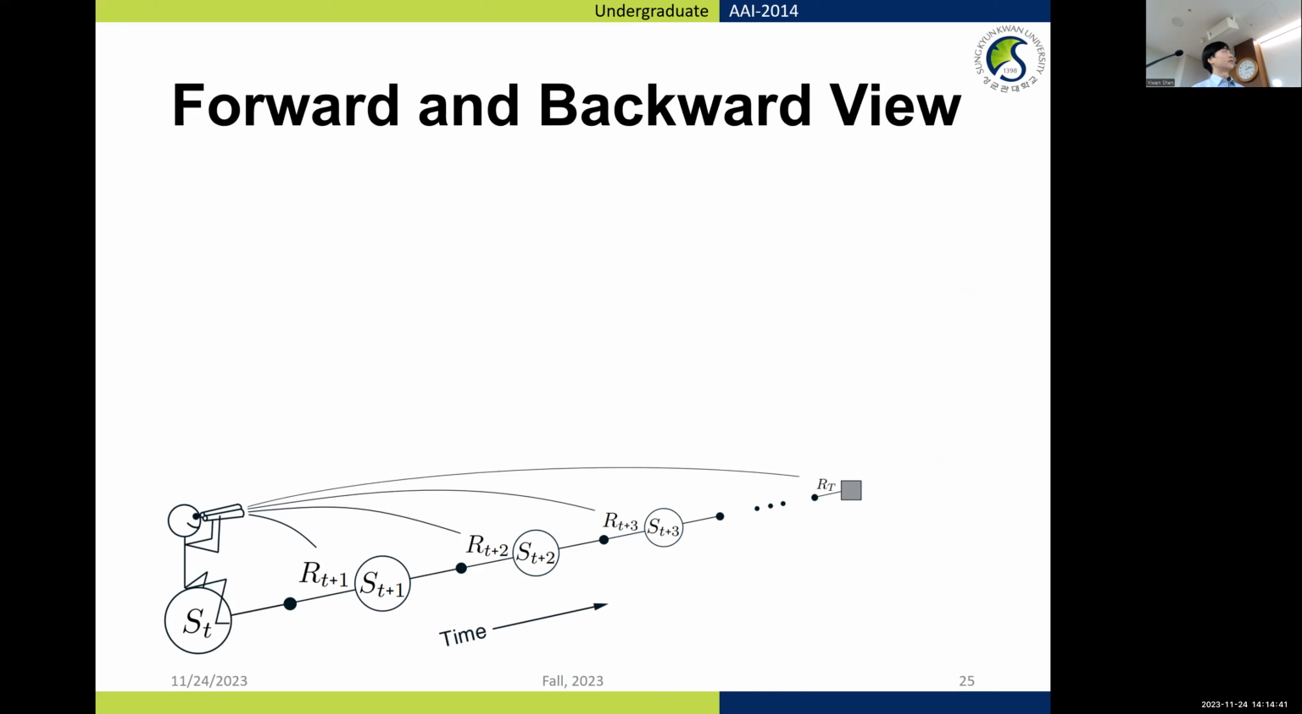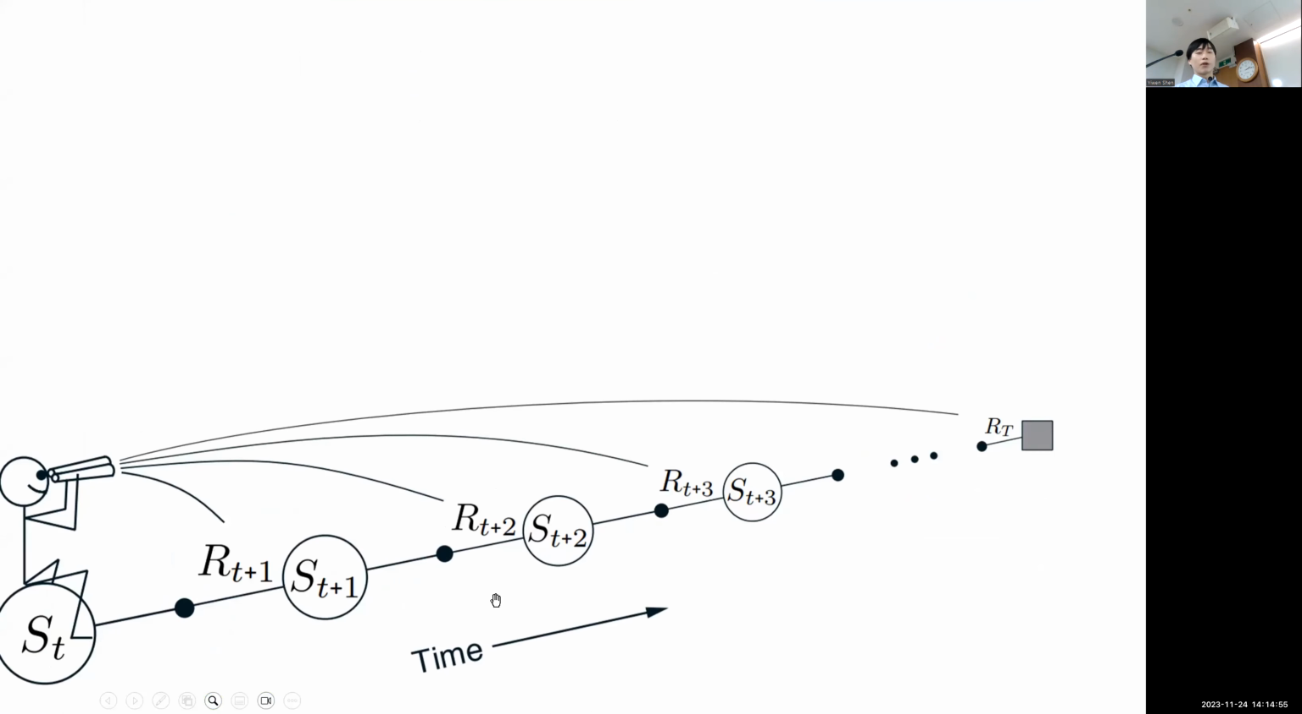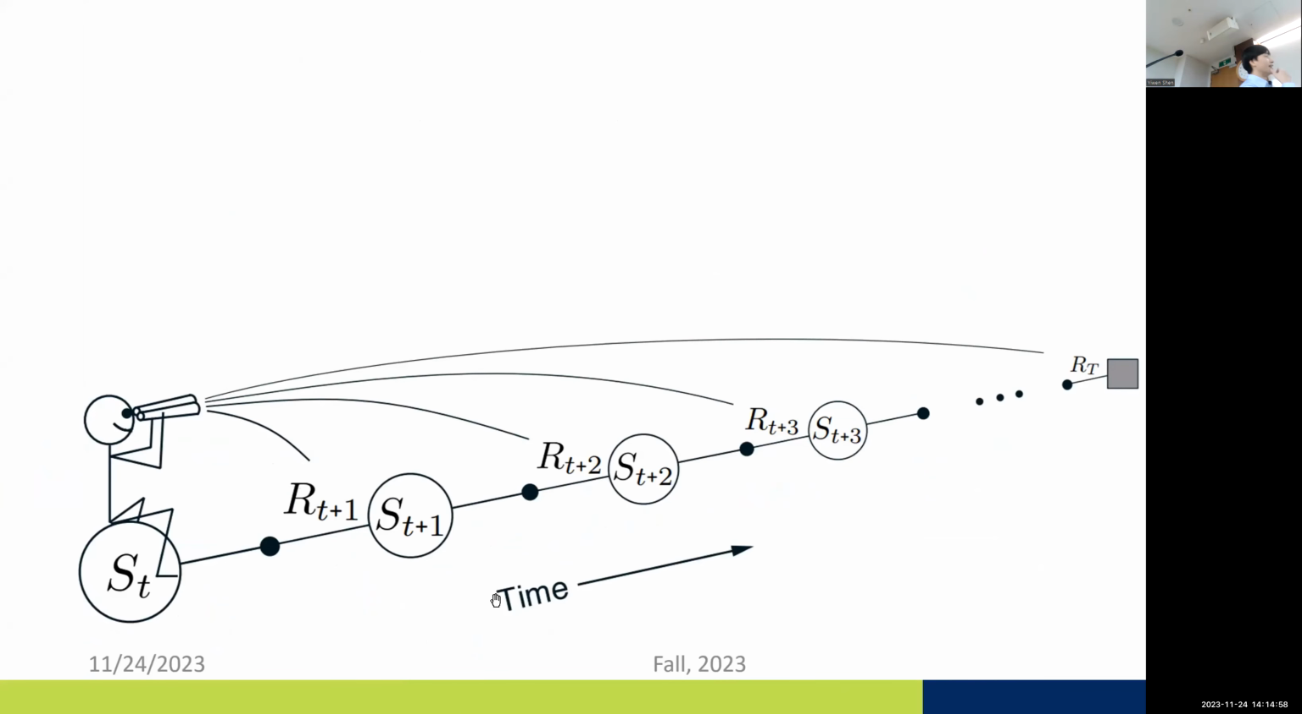So now let's look at this from the forward or backward view. At the beginning of the lecture, I mentioned that we are moving from the forward view to the backward view. Previously, when we designed, for example, n-step TD, like let's say 3-step TD, when we want to update the state value of S_t, we need to wait until we reach S_{t+3}. Then we can update this state. This is called the forward view.